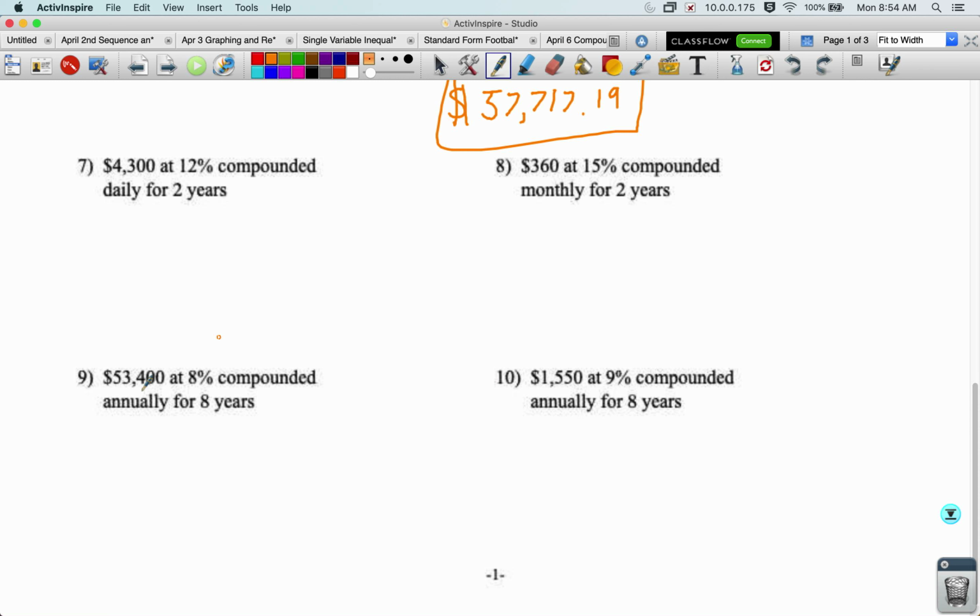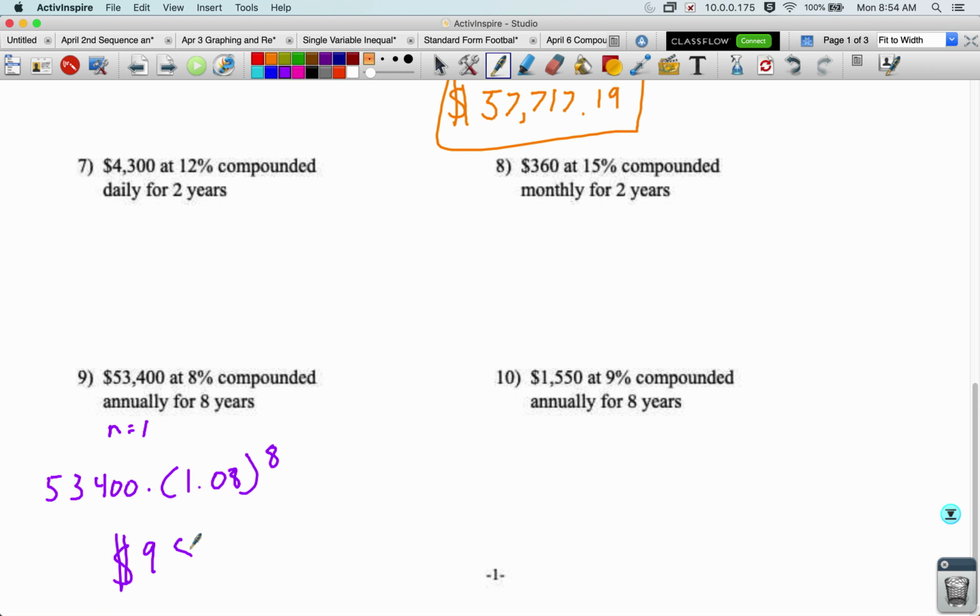Okay, annually, this one, it looks like it's a little bit harder. Sometimes students make more mistakes when it's annually, but annually, n just equals 1. It actually makes the problem easier. 53,400 times 1.08 to the power of 8. That's all you have to do here. Because we're not breaking up that 8% into compounding periods, it's just like multiplying by 1.08 8 times. So 53,400 times 1.08 to the power of 8, all in one line of my calculator.